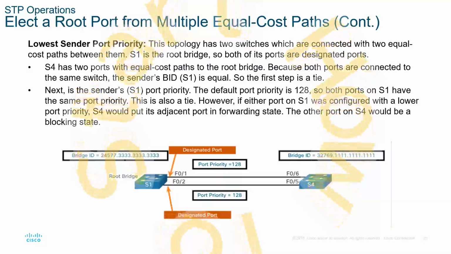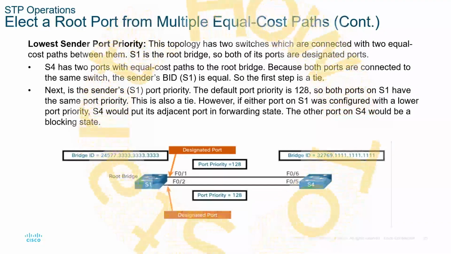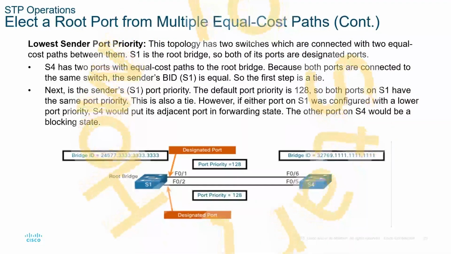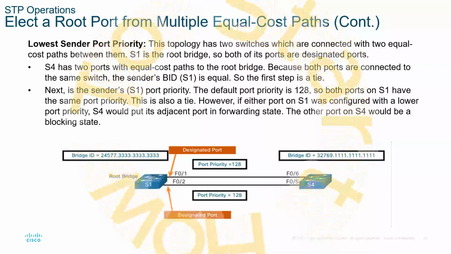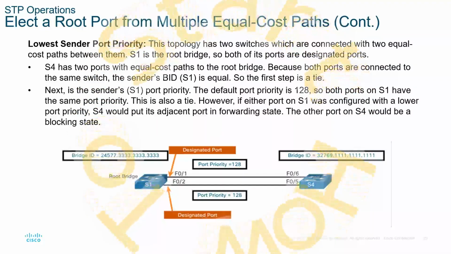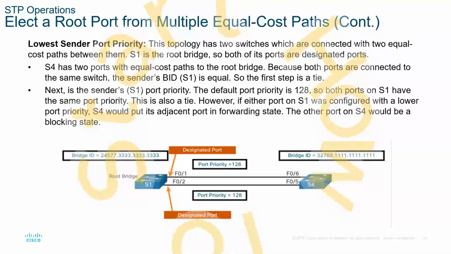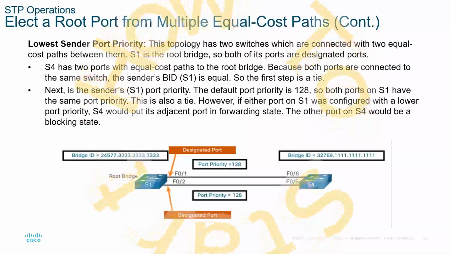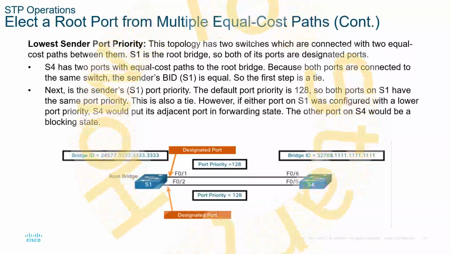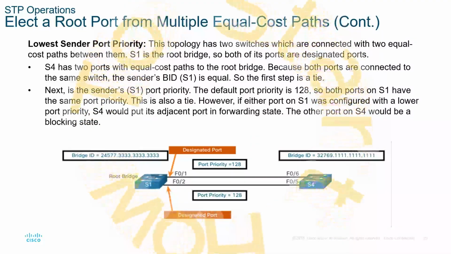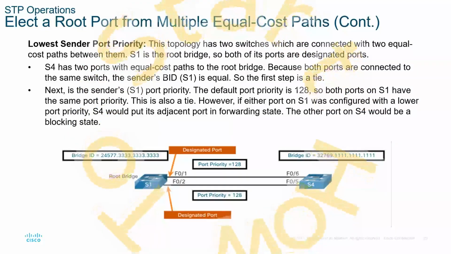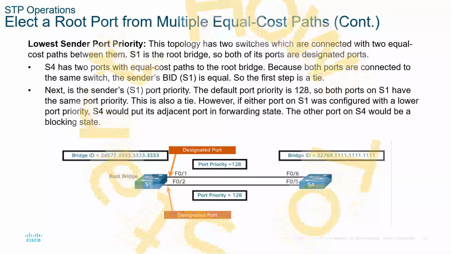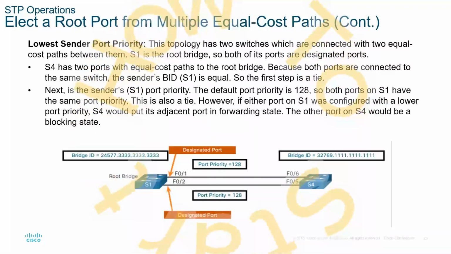So what happens if we have a lowest sending port priority? What happens when we have 2 switches connected? Which one will be the sending priority? Here we have one that actually has a bridge ID priority that was modified. So here we have 24577. This lets us know that switch 1 will actually have our root bridge, which will transition on switch 1, F01 and F02, to designated ports.